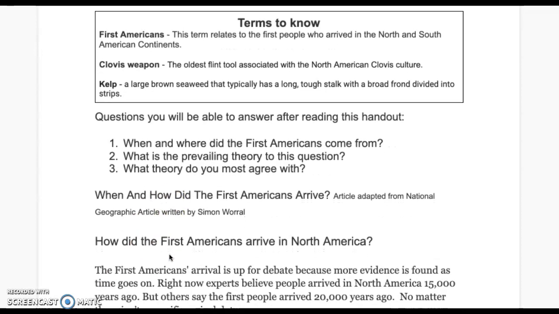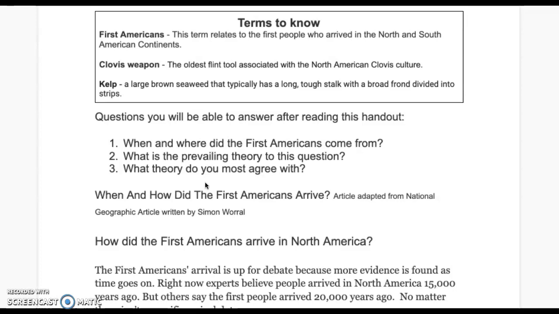Before we start, there are some questions I want you to be able to answer after we're done reading. I like to think of these questions as giving you the purpose to read, because sometimes if I just say read something, you don't know what the point of the reading assignment is. So here is the point: I want you to be able to answer these questions.